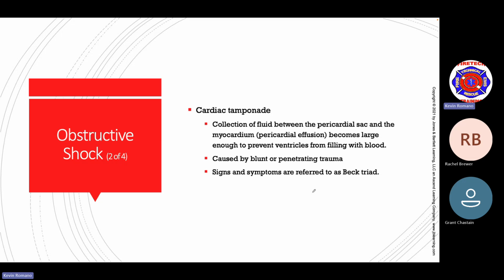It's caused by blunt or penetrating trauma that causes hemorrhage around the heart. Signs and symptoms of cardiac tamponade are referred to as Beck's triad. Beck's triad is the presence of jugular vein distension, muffled heart tones, and narrowing pulse pressures, where the systolic and diastolic blood pressures start to merge together.